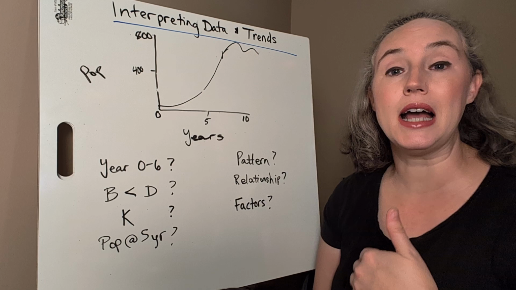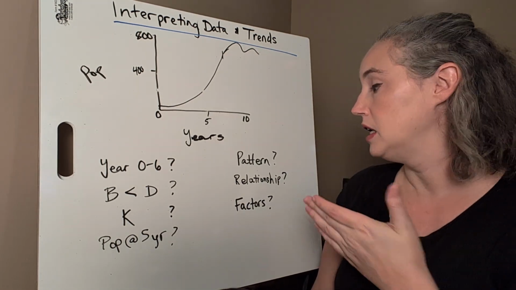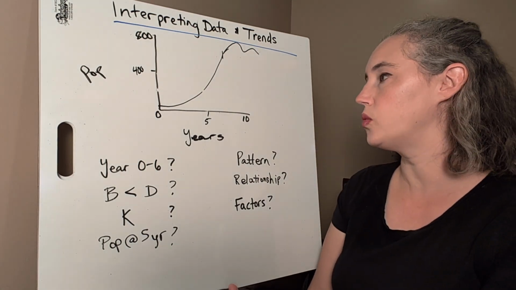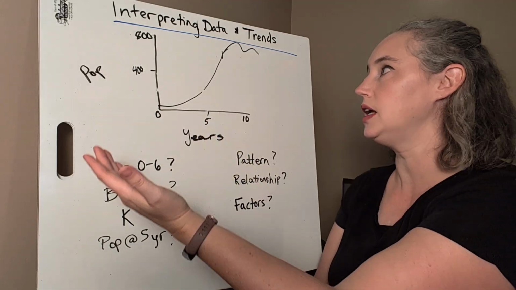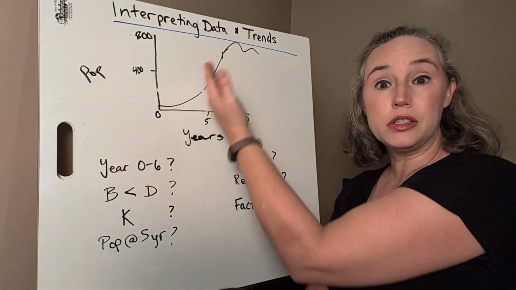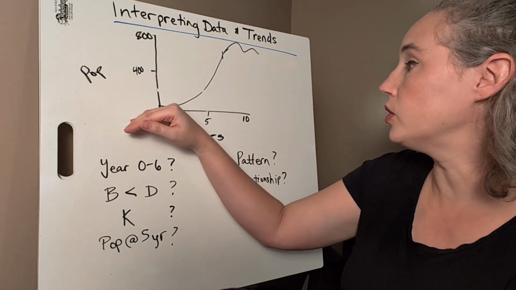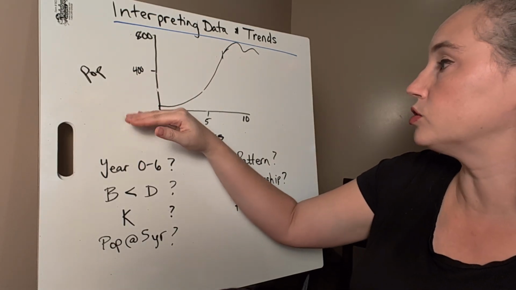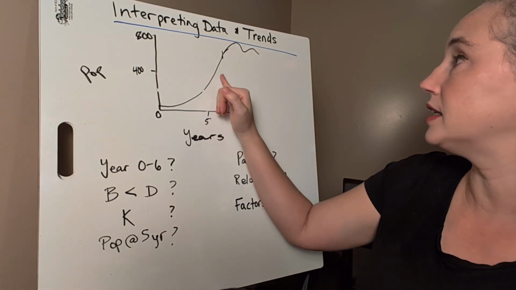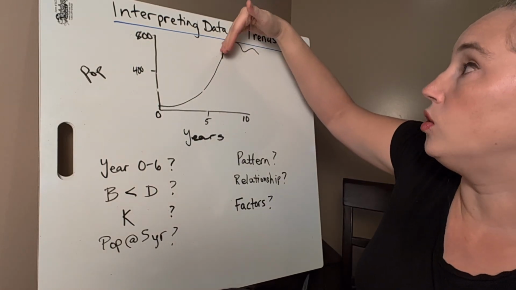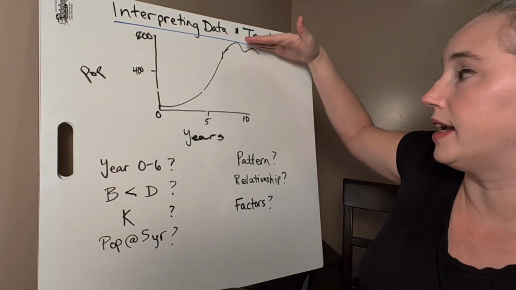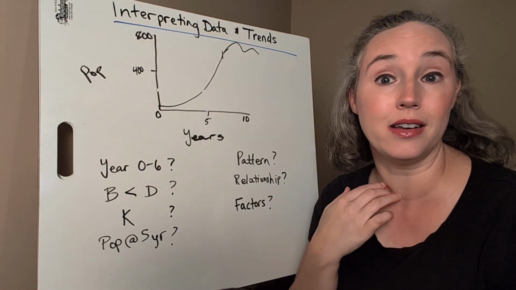Then it could ask you to describe a pattern. So in this case, we could say that from year 0 to 10 we see a logistic growth model, or an S-shaped curve, where we see increasing growth, like exponential growth, from 0 to 6, and then it overshoots and starts to oscillate and level out at the end by year 10.